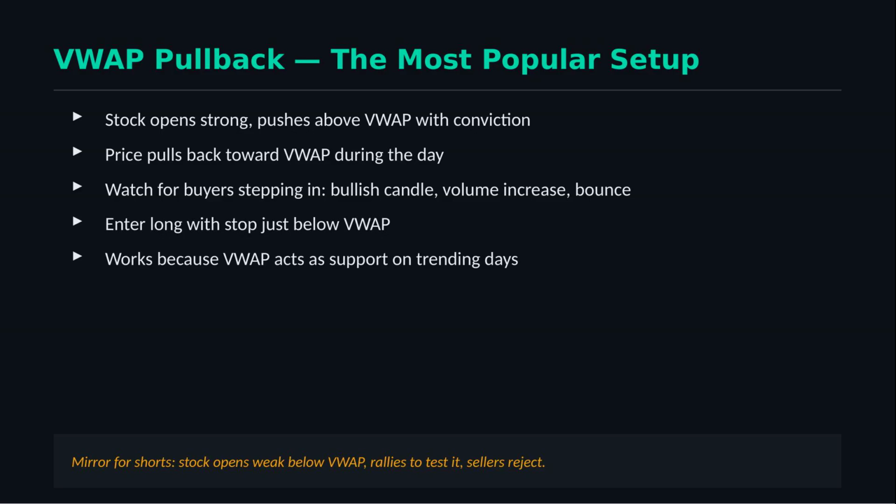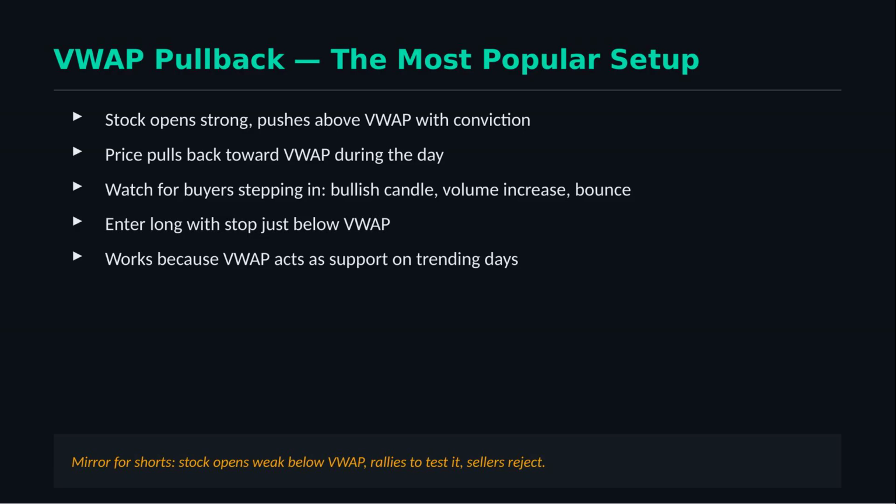The stock opens strong and pushes above VWAP with conviction. It then pulls back toward VWAP. As it touches or gets close to VWAP, you watch for signs of buyers stepping back in, a bullish candle, increasing volume, a bounce off the level. That's your entry. Your stop goes just below VWAP.